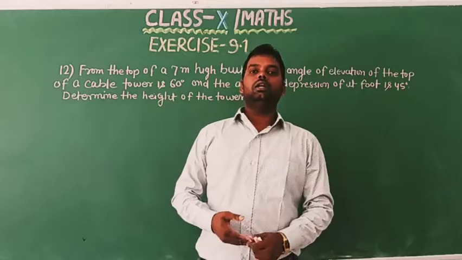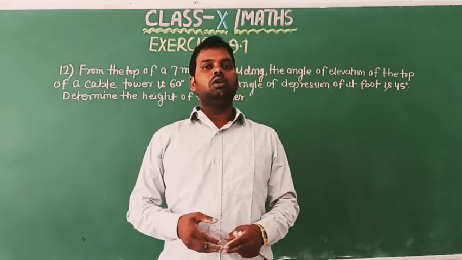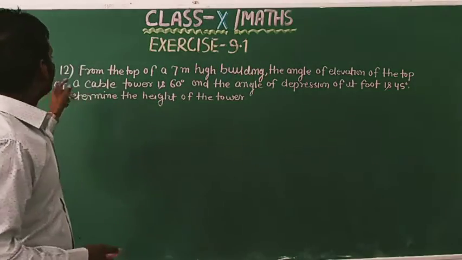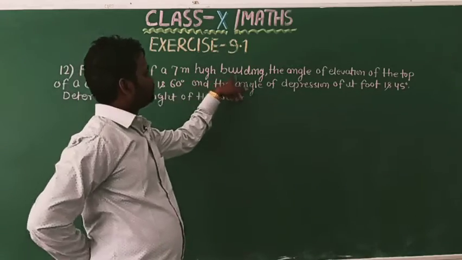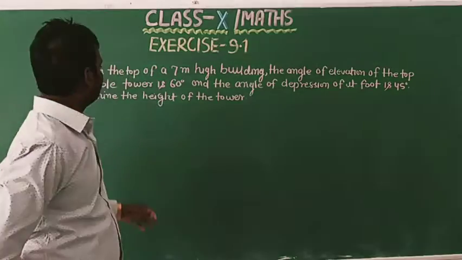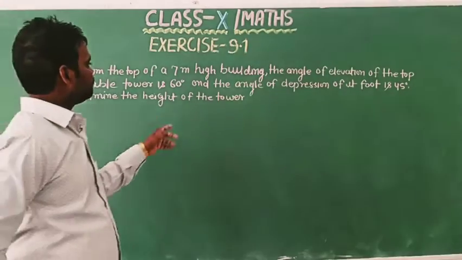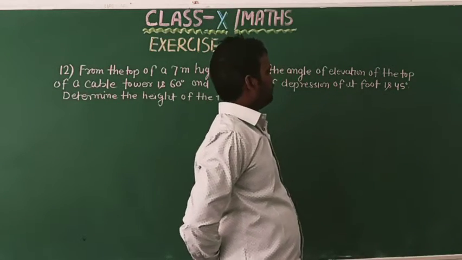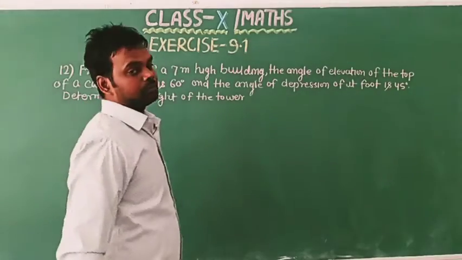Hello student, in this video I will solve exercise 9.1 from question number 12. From the top of a 7-meter high building, the angle of elevation of the top of a cable tower is 60 degree and the angle of depression of its foot is 45 degree. Determine the height of the tower.